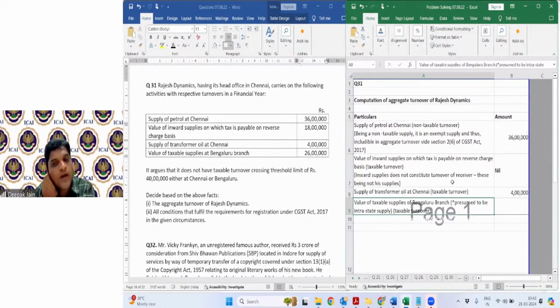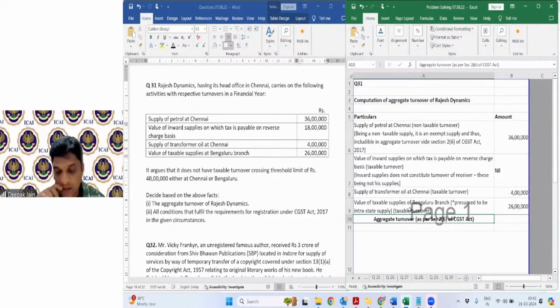Then value of taxable supplies at Bangalore branch, which is presumed to be intrastate supply. It's a taxable turnover. At Bangalore itself, they have made a supply. So this is assumed intrastate. Why? If it is interstate, then we'll have compulsory registration. So for that reason, I've just considered this as an intrastate supply.